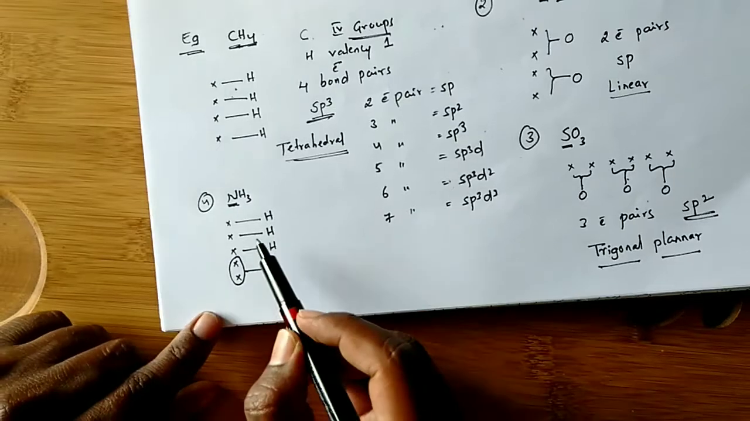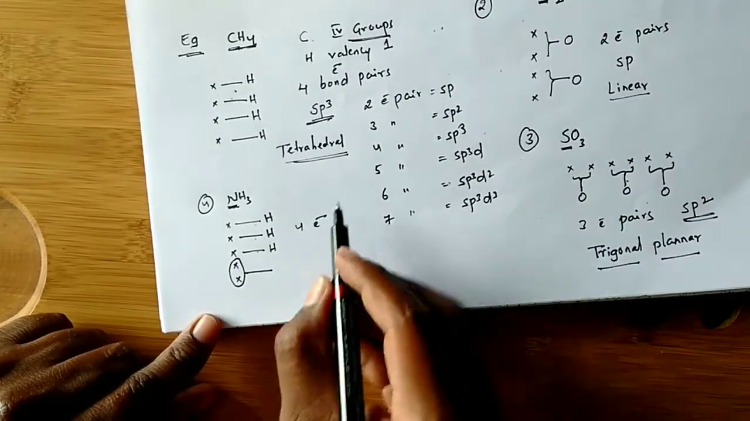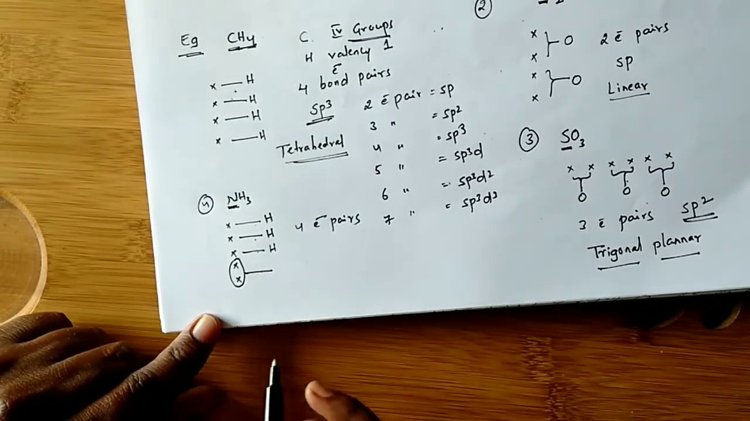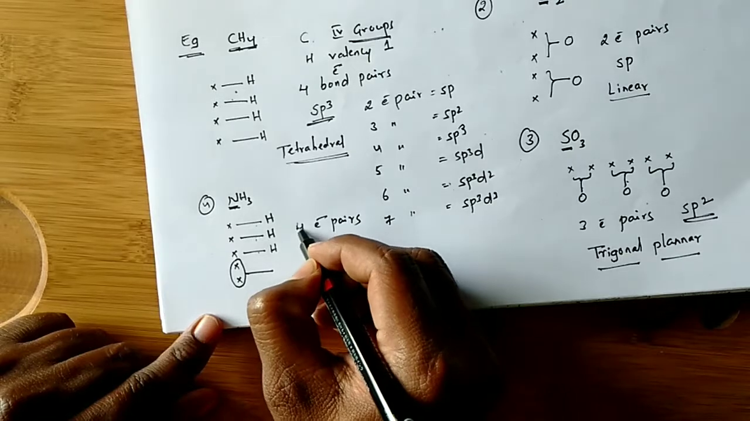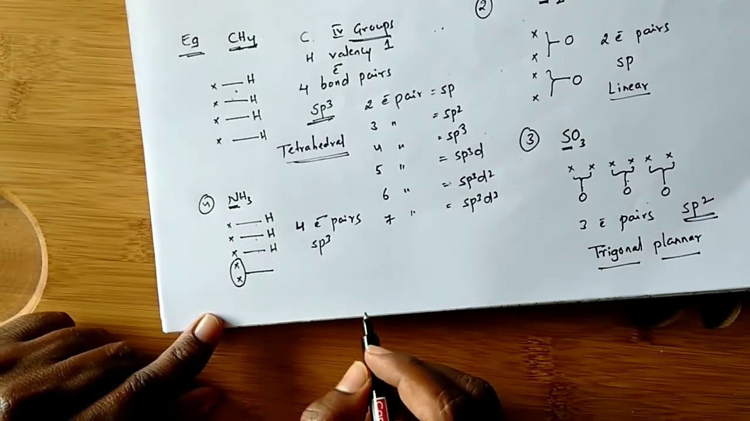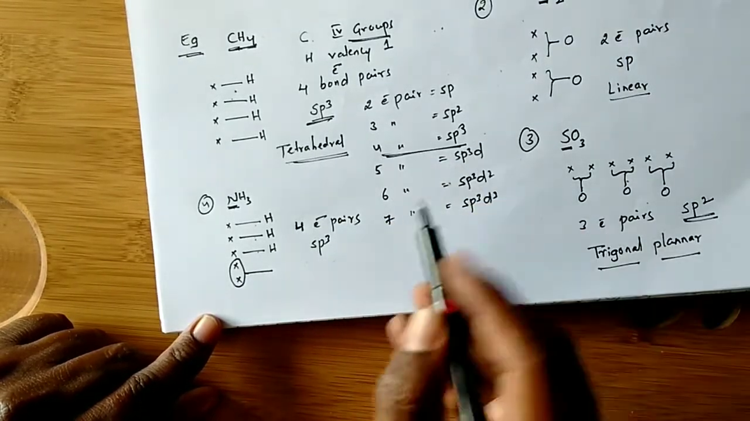Okay, total how many pairs? Total 1, 2, 3, 4. 4 electron pairs are there. Among those 4 electron pairs, 3 are bond pairs and 1 is a lone pair. But we must consider all electron pairs. 4 electron pairs, sp3 hybridization. Now, 4 electron pairs means sp3 hybridization.